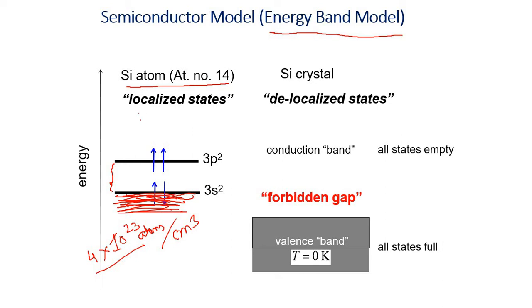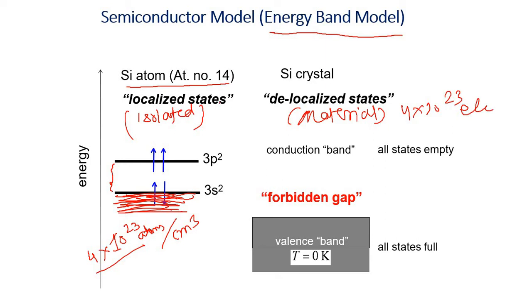Localized means isolated. Here it is becoming a material, so this is not isolated. There are 4 into 10 to the power 23 electrons per centimeter cube, whereas an isolated atom has only 4 electrons. So what will happen? These become continuous bands.